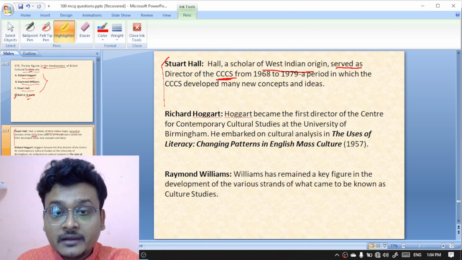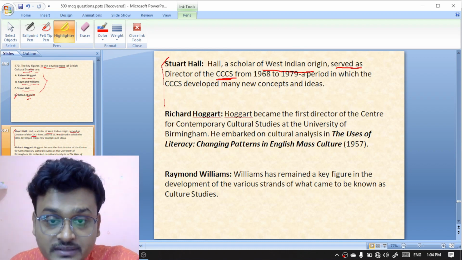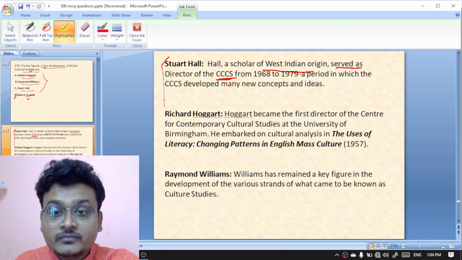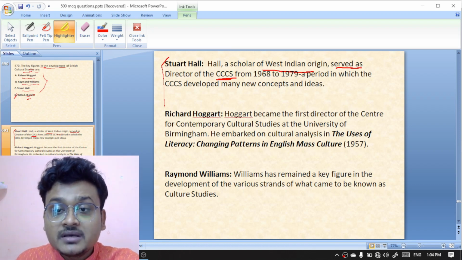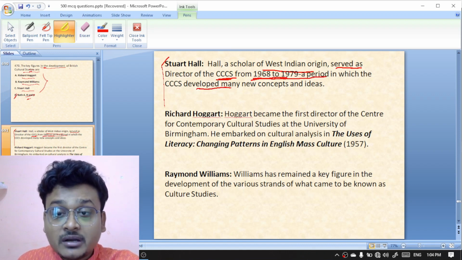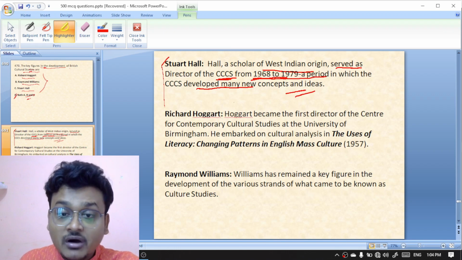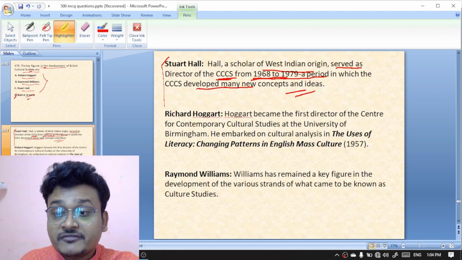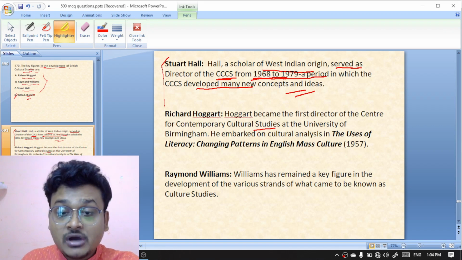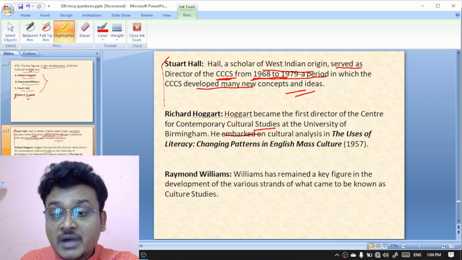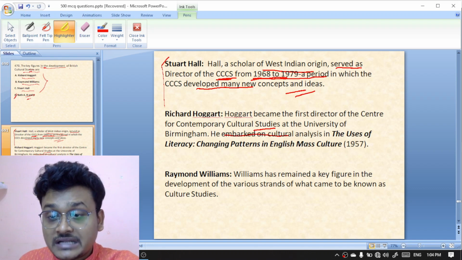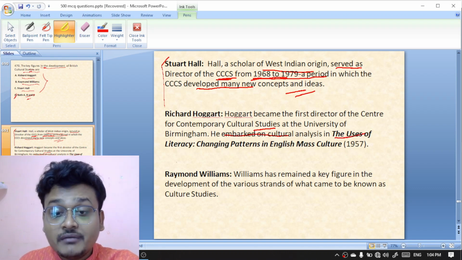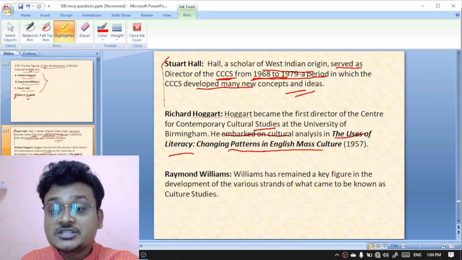There is contemporary cultural studies at the University of Birmingham from 1960. CCS from 1968 to 1979, a period in which the CCS developed many new concepts and ideas. Stuart Hall. Now Richard Hoggart. Hoggart became the first director of the Centre for Contemporary Cultural Studies at the University of Birmingham. He embarked on cultural analysis in his work, The Uses of Literacy: Changing Patterns in English Mass Culture.